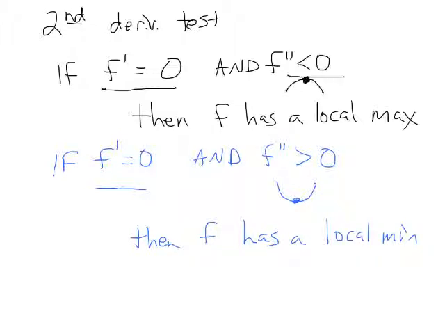Now, of course, we can only apply this if the function has two derivatives, or it is twice differentiable, and our f double prime doesn't equal 0. If it doesn't exist or equals 0, then we're going to have to go back to the first derivative test to talk about max and min. All right, let's take a look at the problem set.